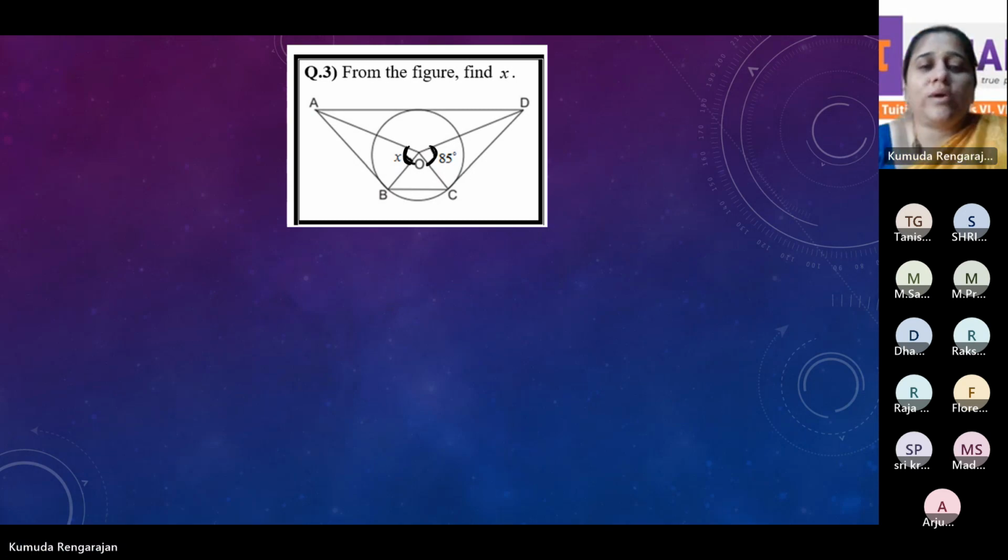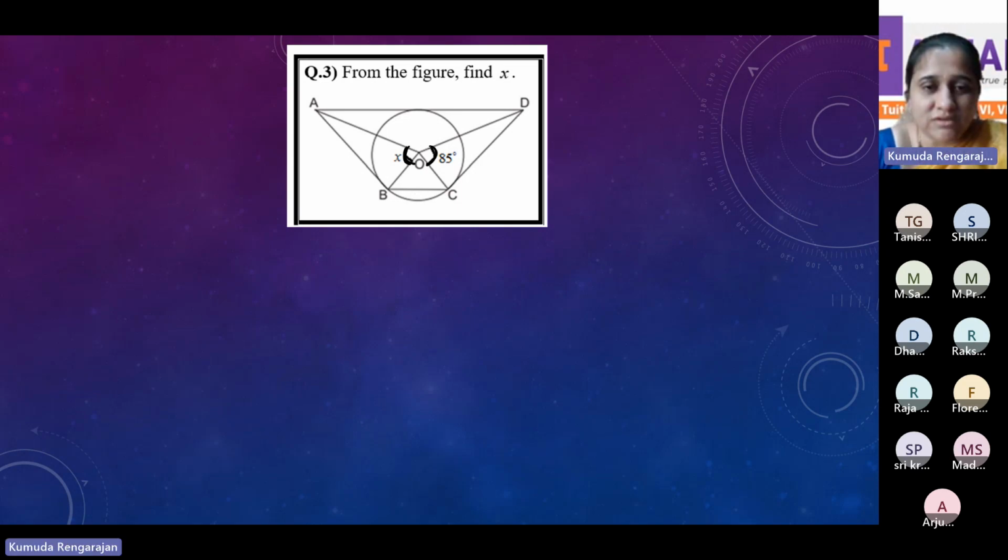That is, when a quadrilateral circumscribes a circle, the opposite sides of the quadrilateral subtend supplementary angles at the center.